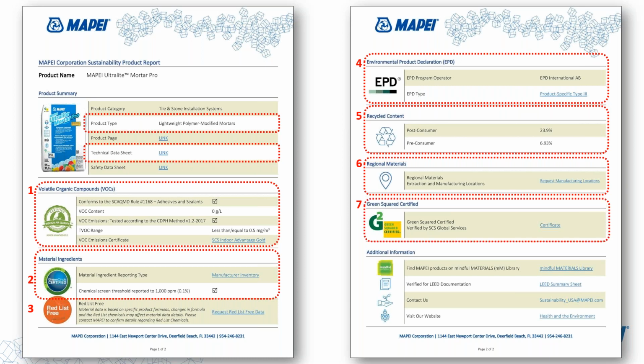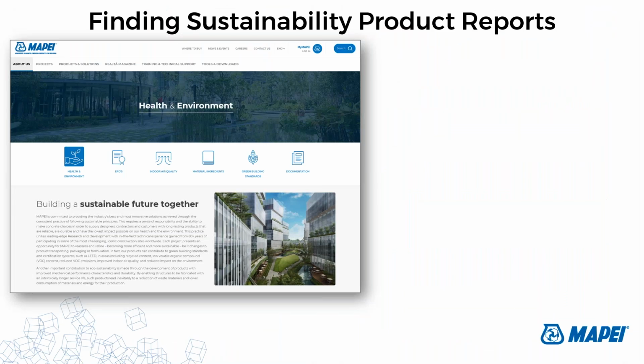There's also a link to our Green Squared certification that we talked about. And also on this report, we include links to the product page on our website, a link to the Mindful Materials page that I'll talk about, as well as a link to our website sustainability page, our sustainability email address, and a link to applicable products verified for LEED documentation, which I will talk about too.